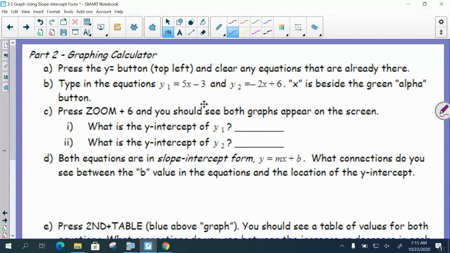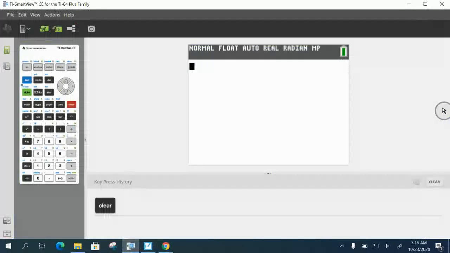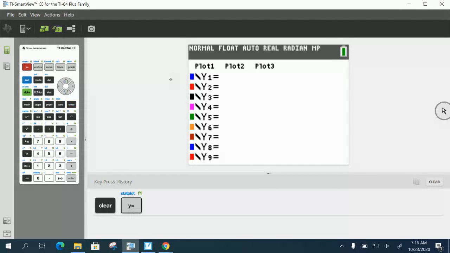All right, so now we're going to do a little exploration with your graphing calculator. So part A is press the y equals button at the top left and clear any equations that are already there. So open up your calculator, and the y equals button is right here, so click on that. And then if there are any equations here, you need to just press the clear button. Okay, so you shouldn't have any equations.